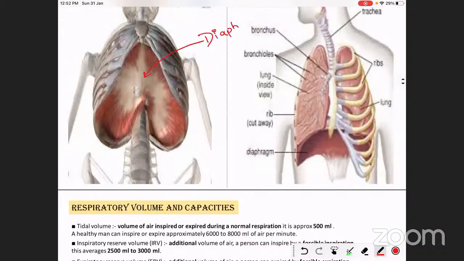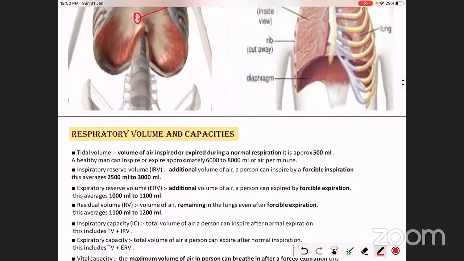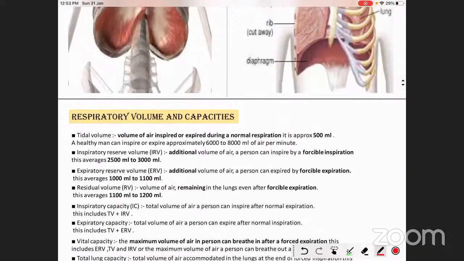Actually, the diaphragm is a muscle. You can see the position of the diaphragm and how it is present. There is an opening called the hilum. This opening is present in the diaphragm, through which many structures come from the thoracic cavity to the abdominal cavity. So this is all about the mechanism of breathing: thoracic chamber, diaphragm, clavicles. You have to remember them.